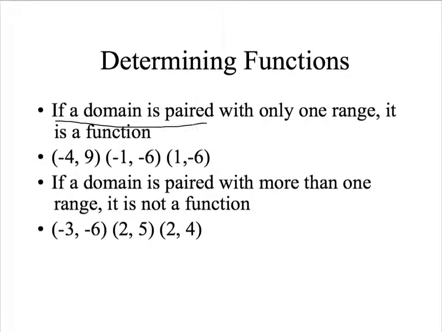Here, if a domain is paired with only one range, then it is a function. Here my domains are paired with a range. In the second one, if a domain is paired with more than one range, then it's not a function. We can see here the domain -3, 2, and 2. In this coordinate, 2 is paired with 5, and 2 is also paired with 4. So this cannot be a function. Once we have an input, we can only have one output from that input. Just remember that if you have a domain that has 2 separate ranges, it's not a function.